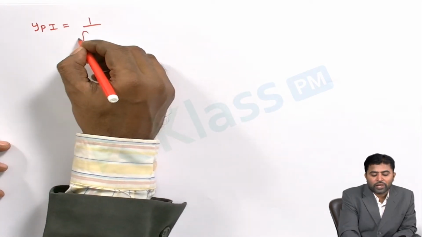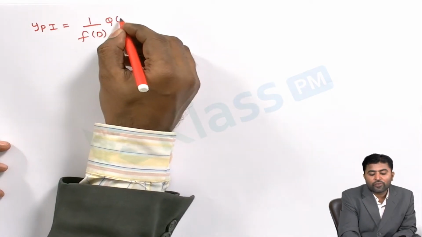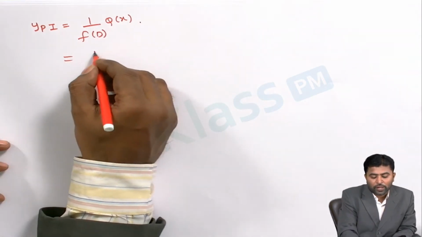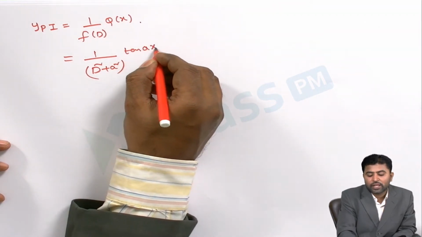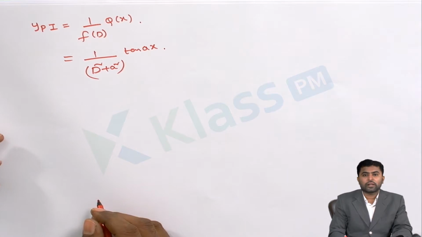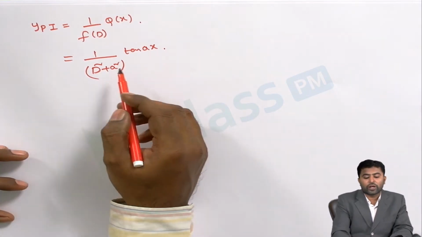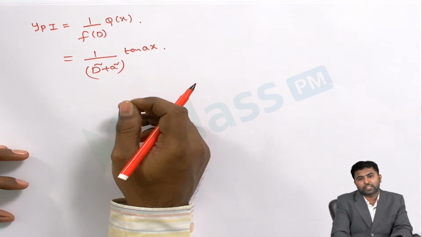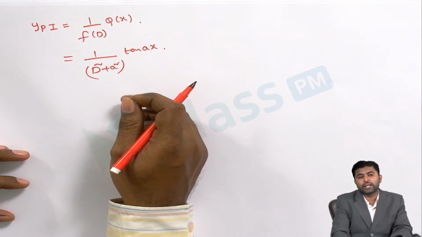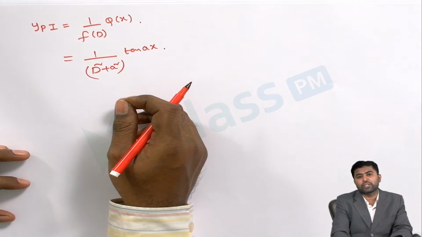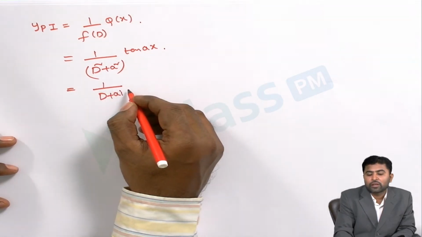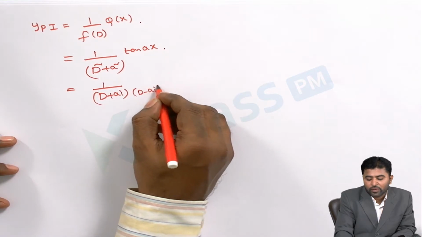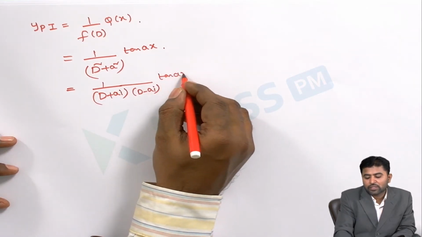PI is equal to 1 by f of D into Q of x, which is equal to 1 by D square plus a square into Q of x, and that is tan ax. Right? I told you that whenever you are given f of D, split them into factors and separate it, and try to use the general rule for calculating the particular integral. So I'll write this as 1 by D plus ai into D minus ai into tan ax.